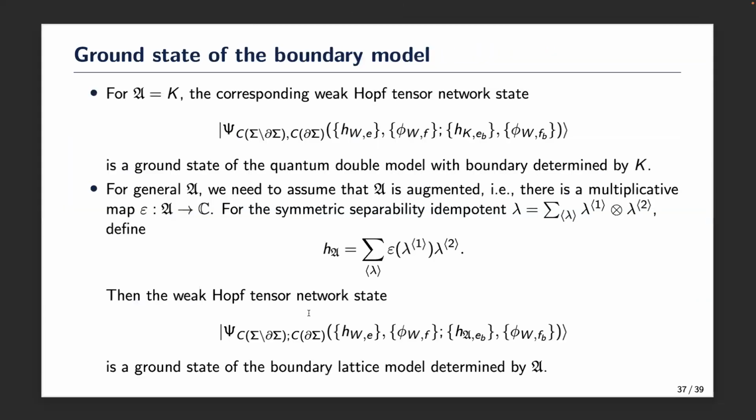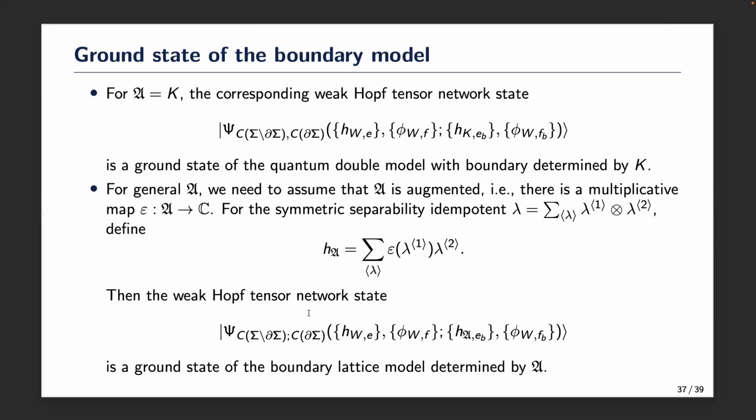Well, in the case that the cohomology algebra is given by a subalgebra, then in the bulk we have the same labeling, but on the boundary, the edge on the boundary is labeled by the Haar integral of the subalgebra in here. So you can show that this is the ground state of the quantum double with boundary determined by this algebra.